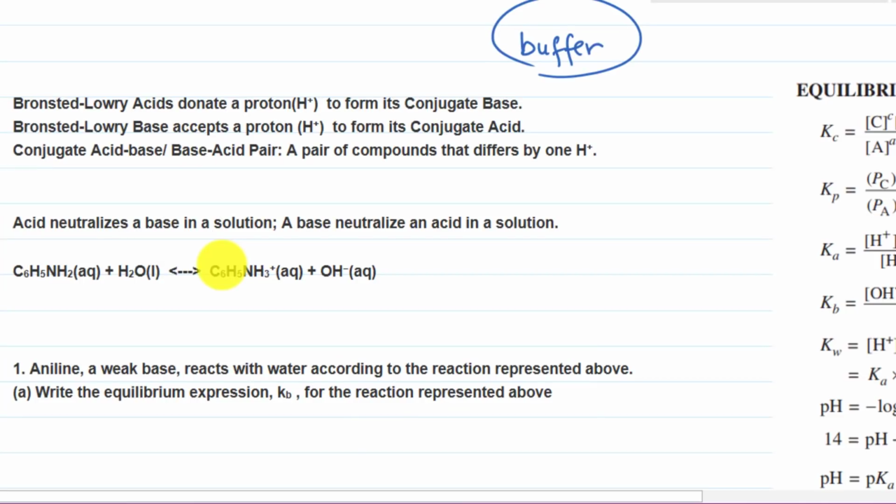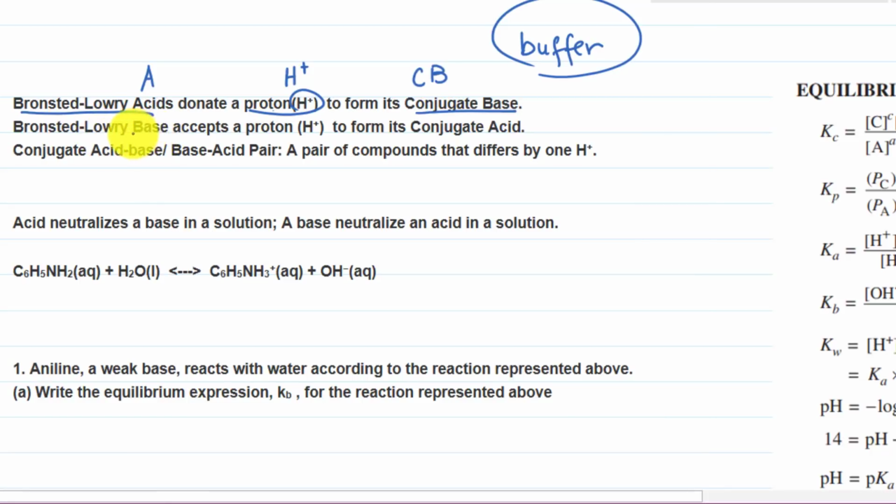Before we start solving this problem, we need to look at two important terminologies. The first is the Bronsted-Lowry acid, which we're going to abbreviate with the letter A. The Bronsted-Lowry acid would donate a proton, and a proton is basically an H+. In the process, it will form its conjugate base, which I'm going to abbreviate Cb. So an acid, once it has donated a proton, becomes a base.